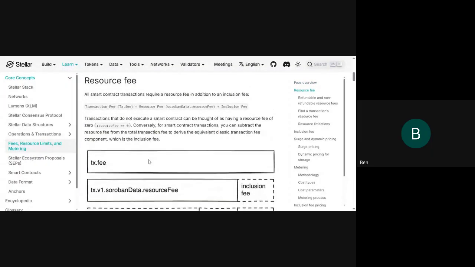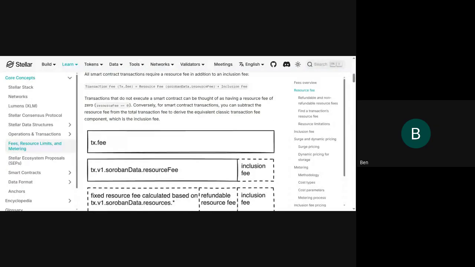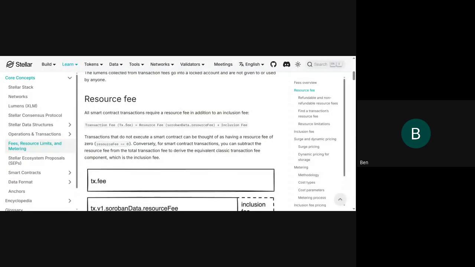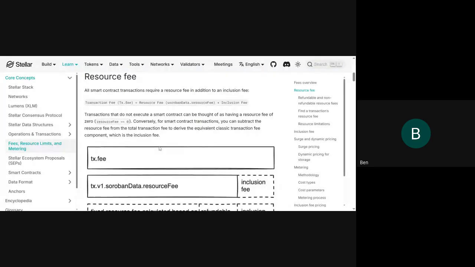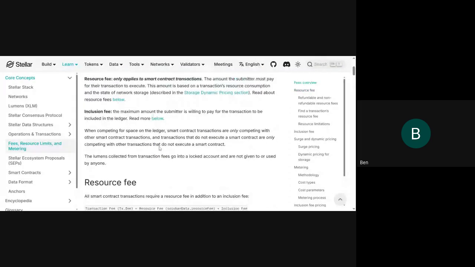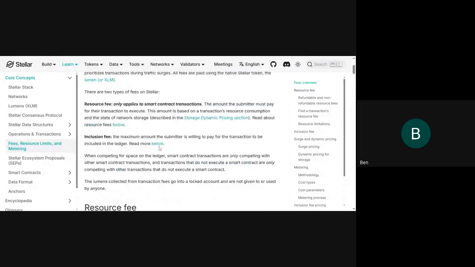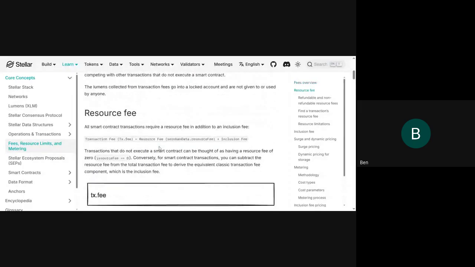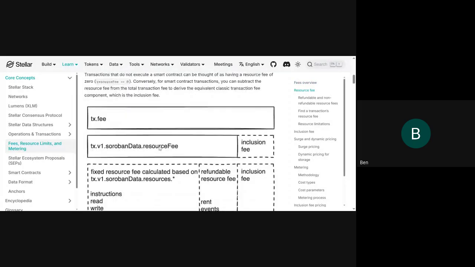So here's the calculation, how the fee is calculated. The transaction fee is equal to the resource fee, so the storage, the event, and all that, plus the inclusion fee. So together, you have the transaction fee for deploying your smart contract. And one other thing I want to speak about.